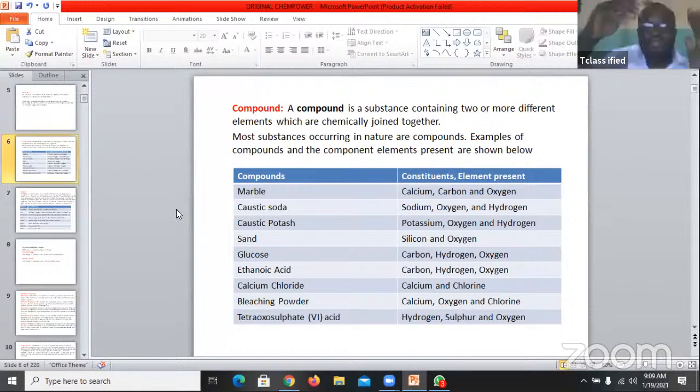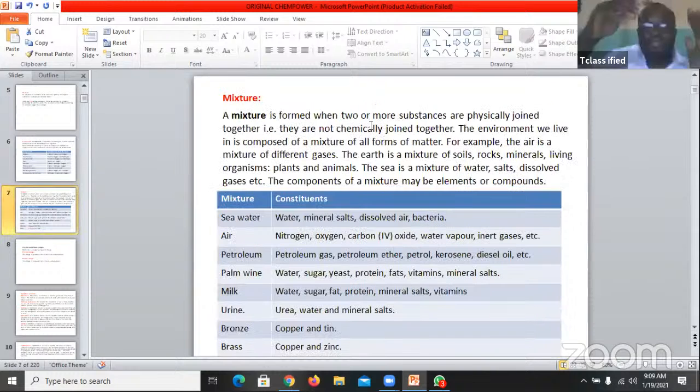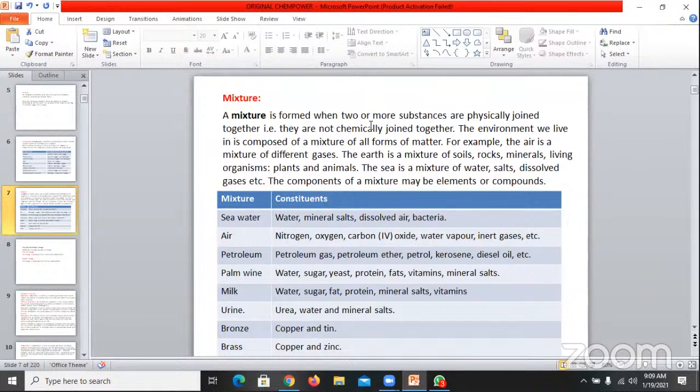Now, these compounds are chemically joined together. But when you talk about a mixture, these are substances that are joined together physically. That means you can separate them. And this will lead us into separation techniques, where we'll be learning about how to separate mixtures. So when you're using separation techniques, you're not actually separating elements of a compound. We're separating the components of a mixture because a mixture is physically joined together, unlike a compound that is chemical.